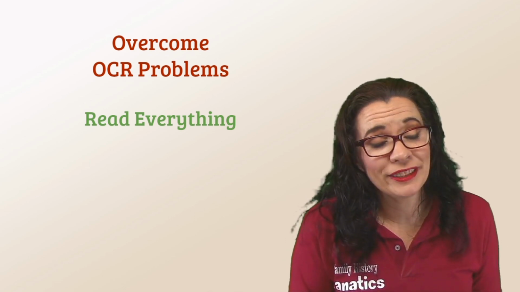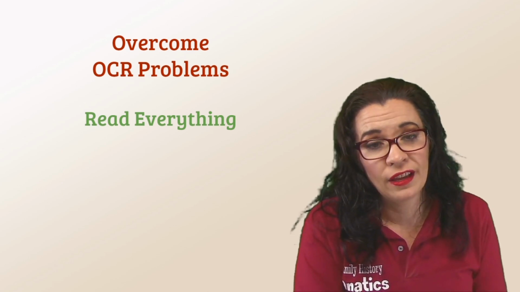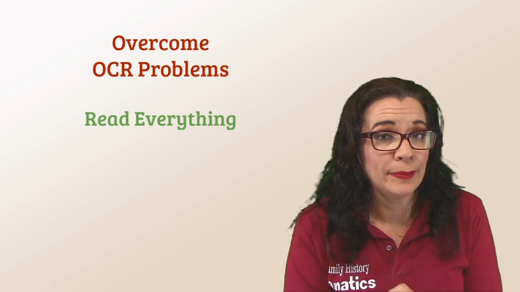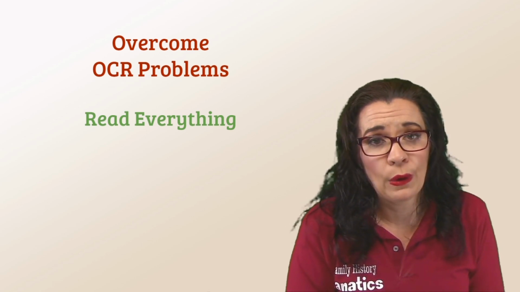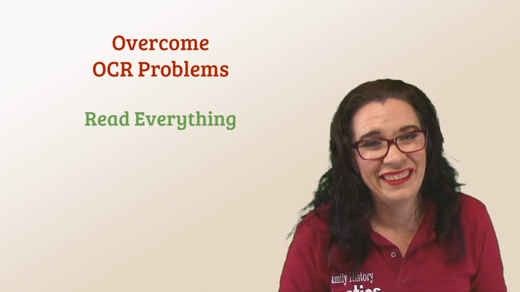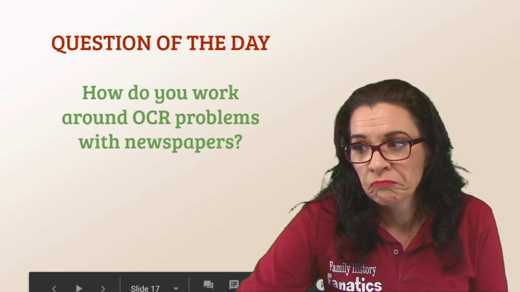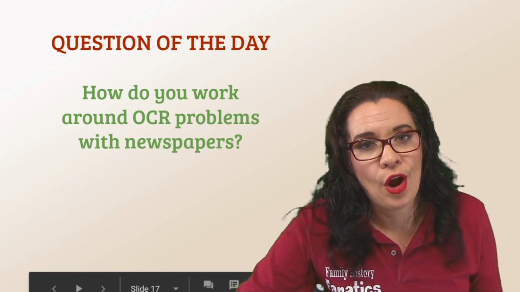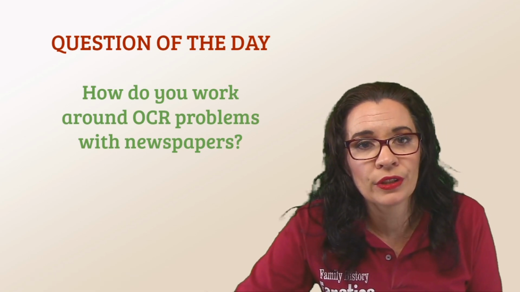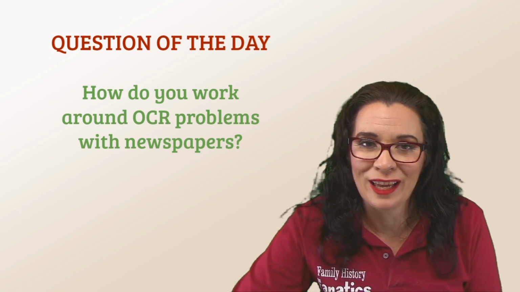So I hope this strategy of searching for clusters using OCR substitution, or my previous video of searching for keywords, helps you find really great stories in newspapers. But my question of the day is this: how do you get around OCR problems in newspapers? I love in our community that we can learn together, so share your tips.